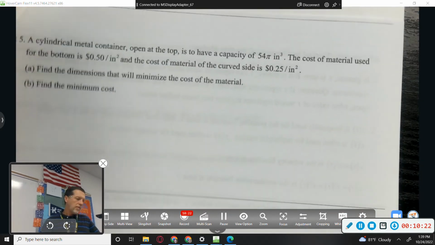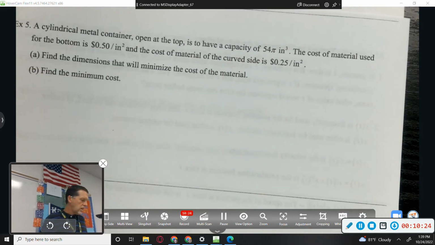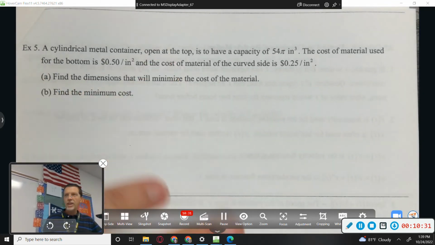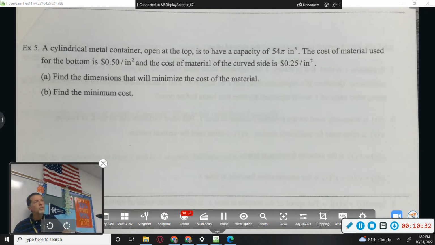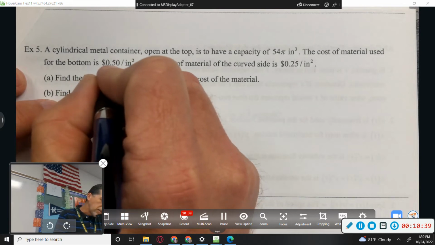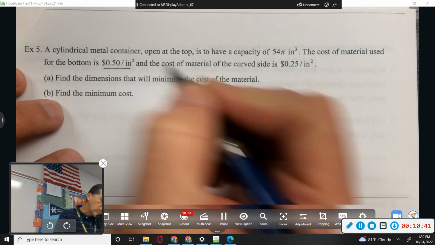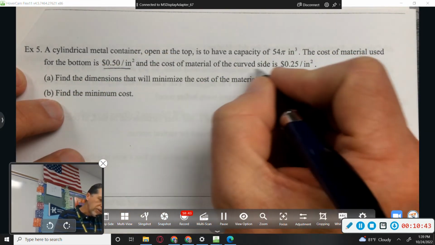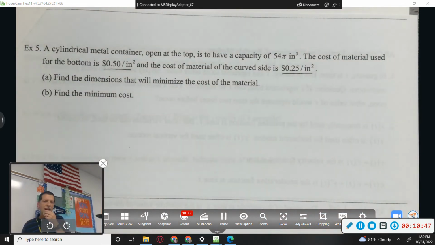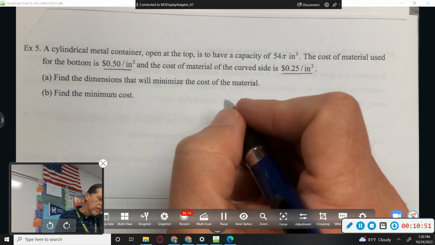Number 5. A cylindrical metal container, open at the top. So again, I'm already thinking surface area. It's got one circle, but not two circles. The cost of material for the bottom is 50 cents per inch squared. The cost of material for the curved side is 25 cents per inch squared. Find the dimensions that will minimize the cost of the material.